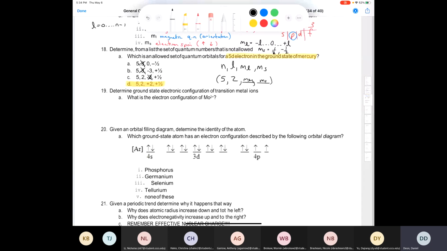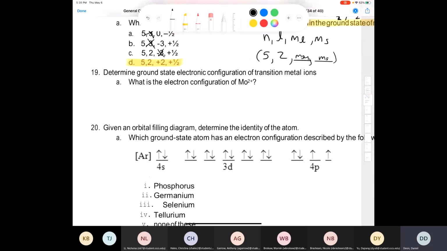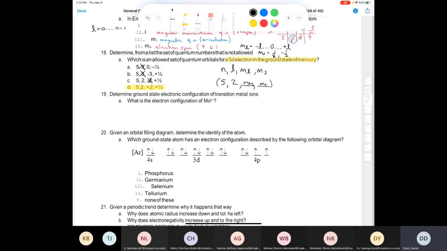Question number 19, determine the ground state electron configuration of transition metal ions. What's the electron configuration for molybdenum with a 2+ charge? Well, molybdenum is element number 42. So let's start with just molybdenum. If we look at just good old molybdenum, what's the noble gas that precedes it? It's krypton. So we have molybdenum, which is krypton. What comes after krypton? We have 5s2, and then we have a 4d, 1, 2, 3, 4.